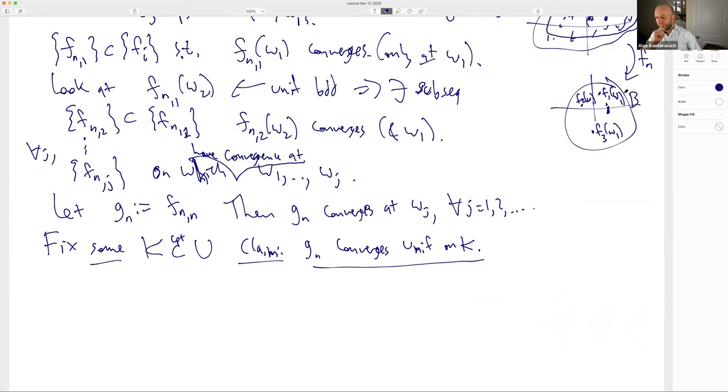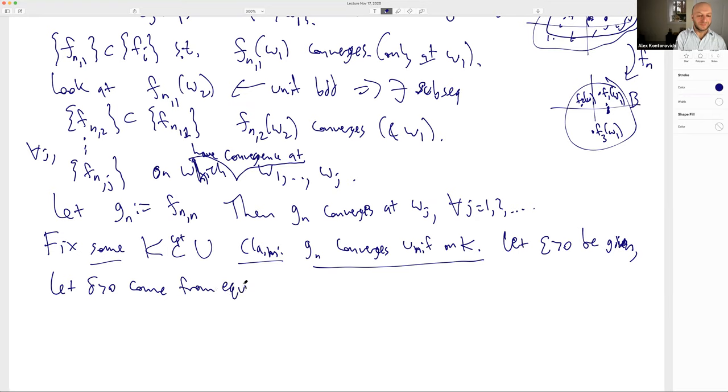And what I want to say is, let's prove this uniform convergence. Let epsilon be given, and let delta come from the equicontinuity. We have a bunch of functions, all in our family. The family is assumed to be equicontinuous. Given an epsilon and a compact set, we get a delta. That's what equicontinuity gives us.